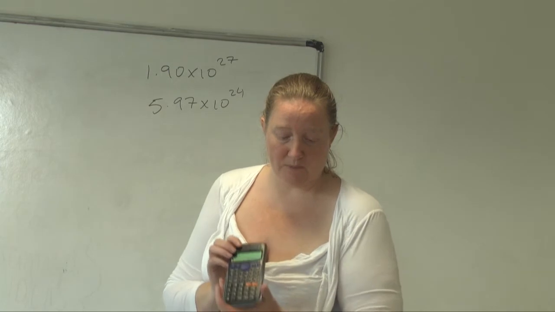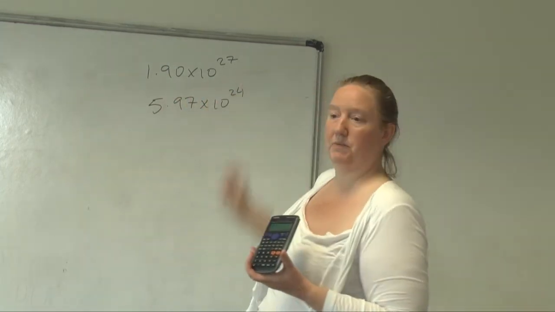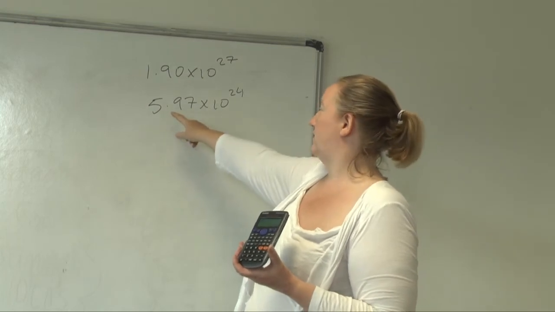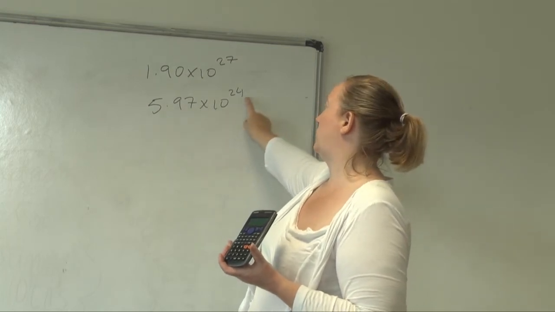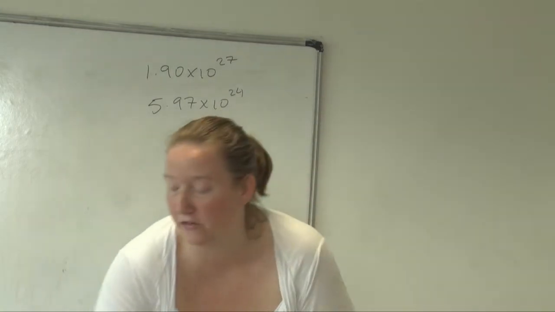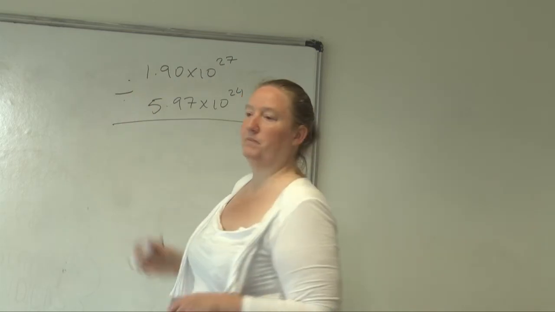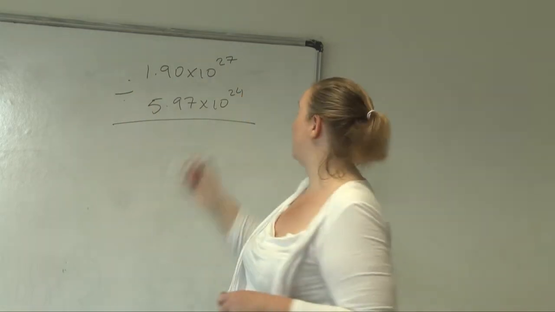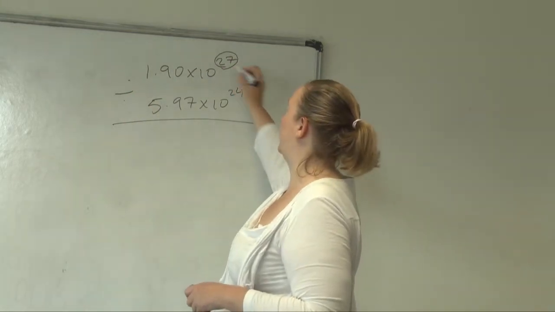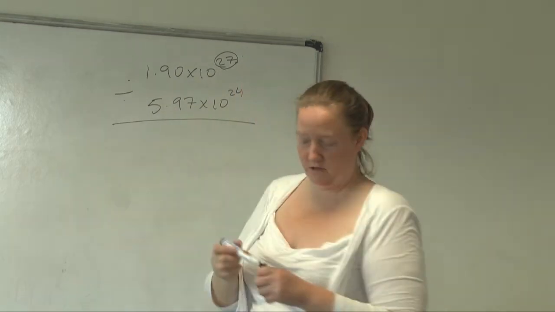Okay, so question 3, part D. The mass of Jupiter is 1.90 by 10 to the power 27. Earth is 5.97 by 10 to the power 24. You want to know how many times greater is one than the other? Well, to find that out, you simply divide them. Divide the bigger one by the smaller one. And the bigger one is the one with the bigger power of 10 here, not the bigger number here. Okay, that's the bigger one.